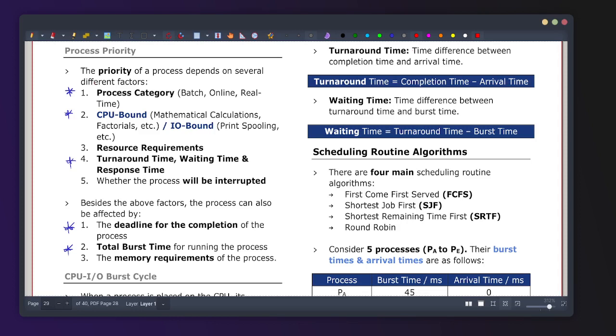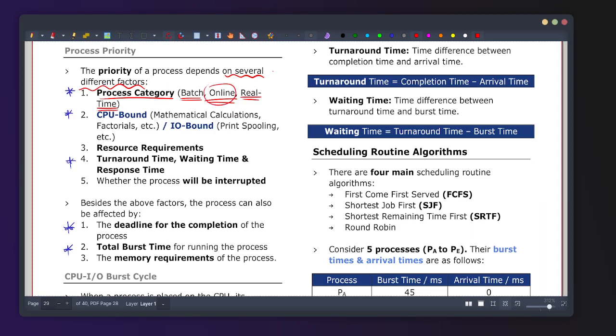So first of all, process priority depends on several different factors. The first being process category. Batch processes, online processes and real-time processes might have different priorities. What does that mean? A batch process is a process that takes place over a prolonged period of time. So a batch process might have low priority because it's taking place in the background, like copying files from a hard disk drive to your USB. Those are batch processes. They do not require immediate execution, but they should take place in the background.